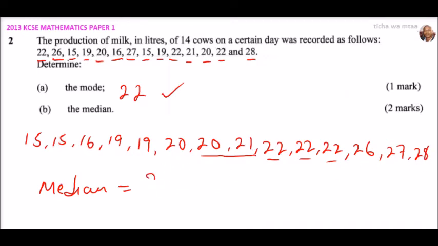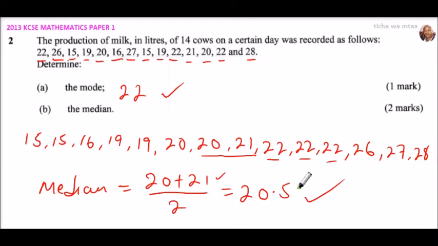So we say it is 20, we add 21, and you divide by 2. This is 41, and 41 divided by 2 is 20.5. So that is the median. So you get 2 marks: 1 mark here for the working and 1 mark here for the answer.